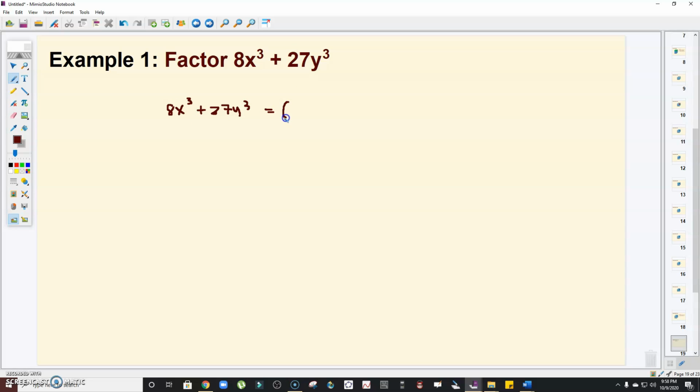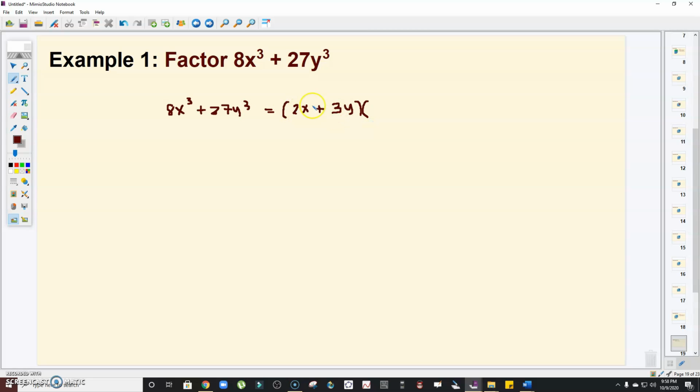How do we get the binomial? Get the cube root of the first term. The cube root of 8 is 2. The cube root of x cubed is x. Simple, right? Next, copy the sign. The cube root of 27 is 3. The cube root of y cubed is y. Done. So I'm done with the binomial.